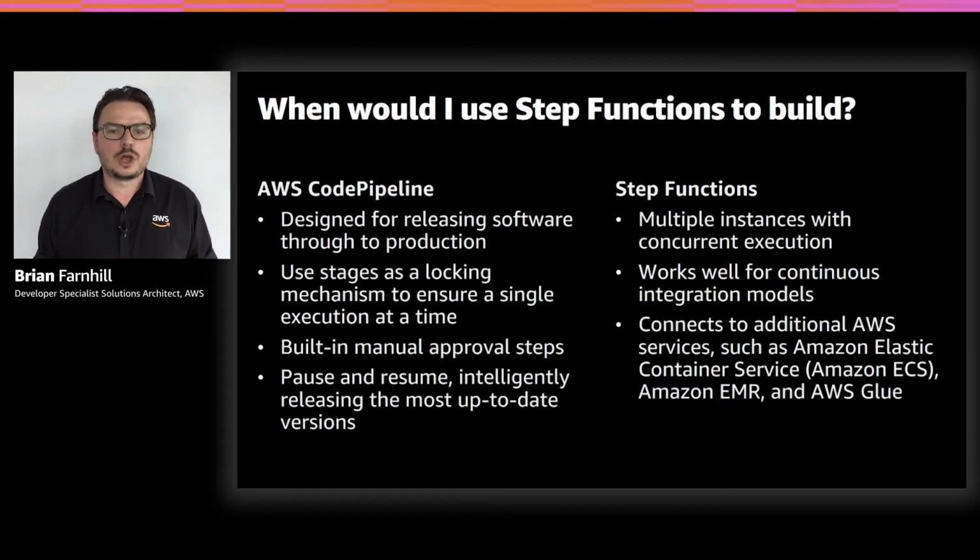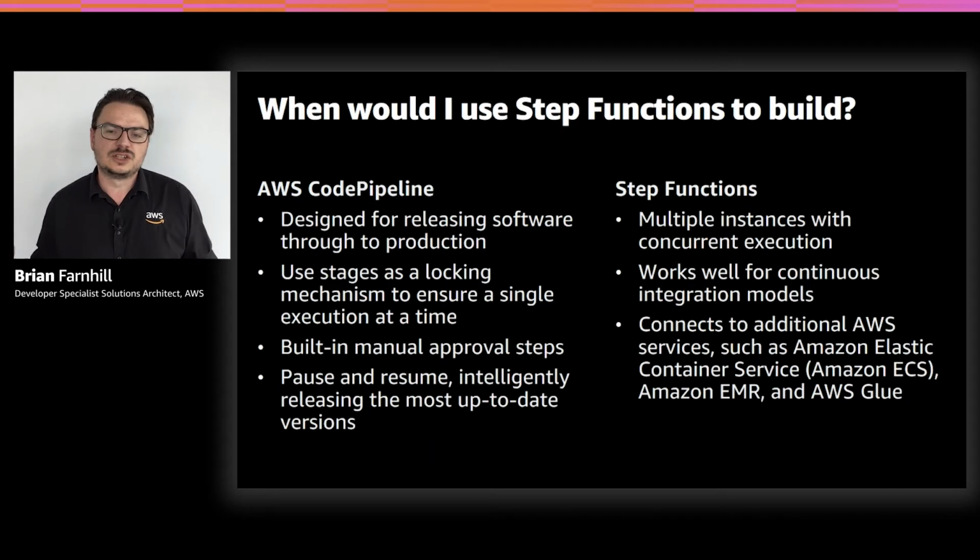So AWS CodePipeline is designed for releasing software through to production. It's got a mechanism called stages, which act as a locking mechanism to make sure that there's only a single execution at a time. So let me give you an example here. If I've got a CodePipeline that's hooked up to my repository, and I send 10 commits through to that repository in a fairly short period, CodePipeline will start the first one that comes through, and it'll begin the build and going through from there.